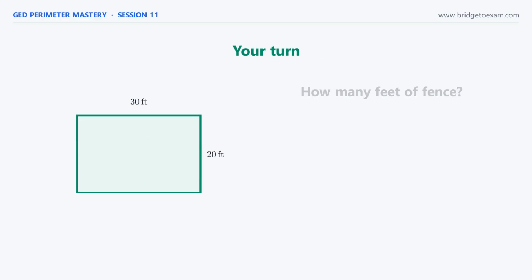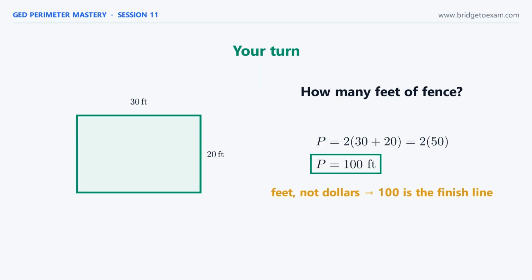Your turn. A rectangular yard is 30 by 20 feet. How many feet of fence? Take a second. 2 times 30 plus 20 is 2 times 50. 100 feet. And they asked for feet, not dollars. So 100 is the finish line.